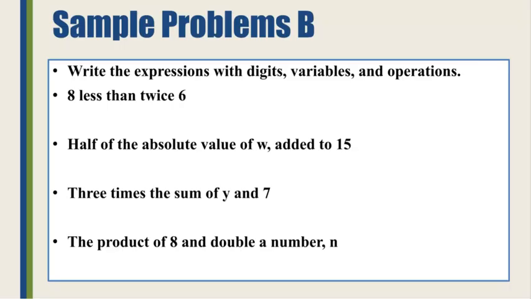Next, they're giving us some phrases here. We want to write them with digits, variables, and operations. So 8 less than twice 6. So that means I have twice 6, and it's going to be 8 less than that, so that's minus 8. Next, half of the absolute value of w added to 15. So that means if I have 15, and I'm adding to that half of the absolute value of w.